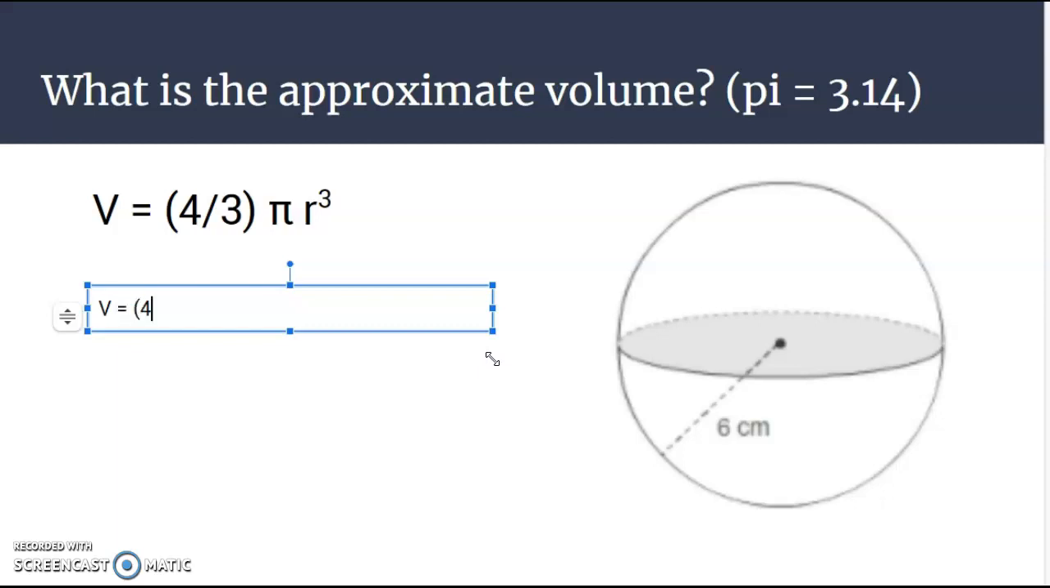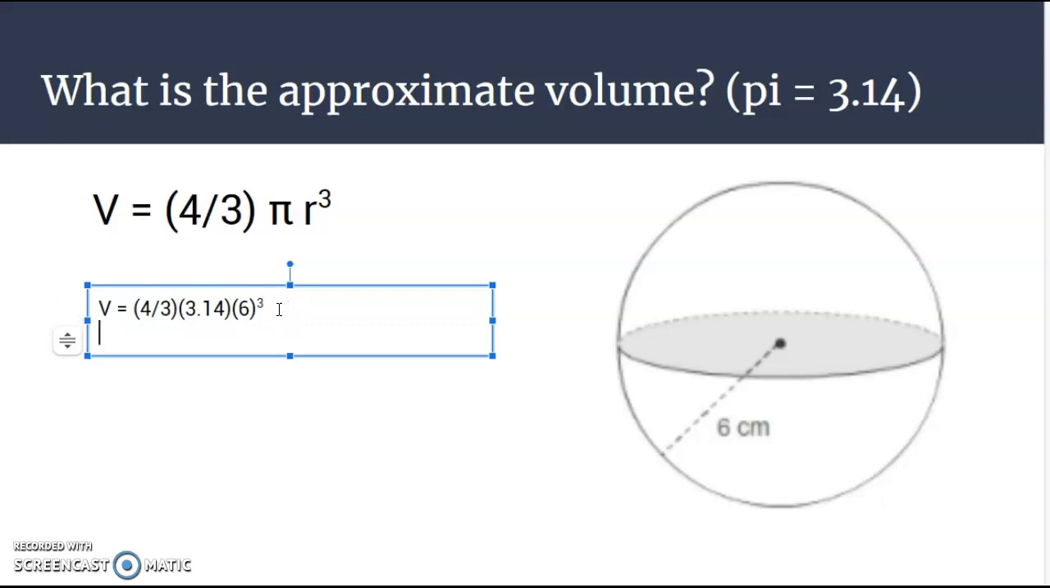V equals 4/3 pi. Now I'm going to put 3.14 in like it says to do. That's an approximation. And then the radius is 6, and we are cubing that radius, 6 times 6 times 6. I'm going to break this down a little bit more step by step so you can see the numbers evolve here. We're first going to do the 4/3 times 3.14. I'm going to do 3.14 in the calculator, multiply by 4 and then divide by 3.